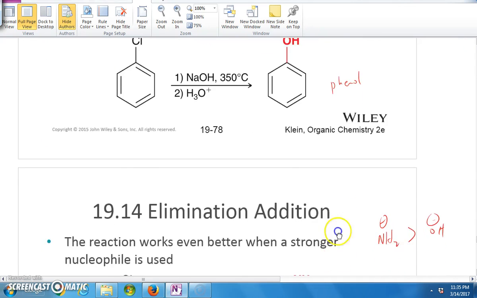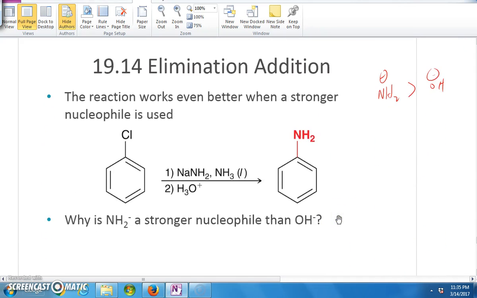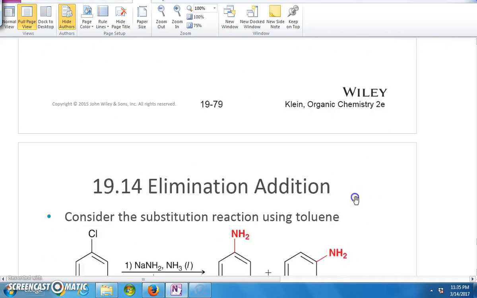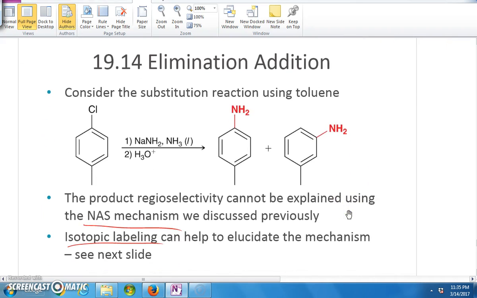The question is, how does this happen? The reaction works even better when a stronger nucleophile is used, which of course we know that stronger nucleophiles also act as stronger bases. So if you use the hydroxide or you use the amide, you have the formation of aniline. Now consider a substitution reaction using toluene.